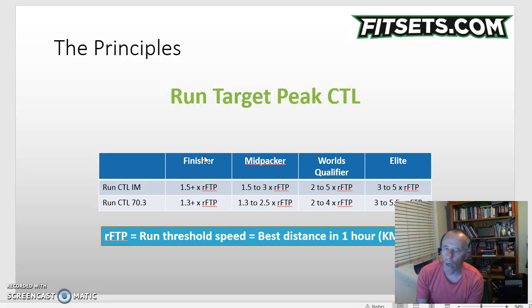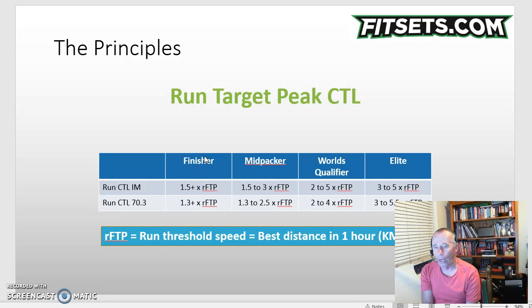Run's different though. For the Ironman you need to do more, because of the duration of that run and the impact of it means more training, because it's a high impact sport. So again, we'll look at the different levels: finisher, mid-packer, Worlds Qualifier, Elite. I'll choose the example of an Ironman Worlds Qualifier, somewhere between 2 and 5 times the Run FTP. Run FTP is basically your best kilometers per hour for an hour's run.